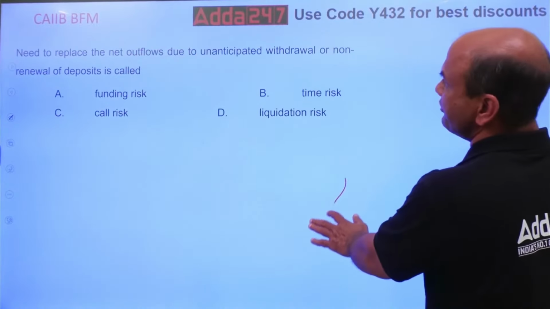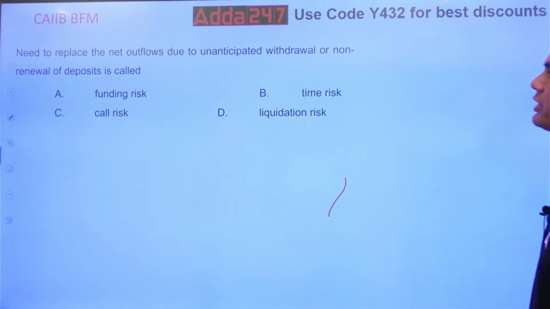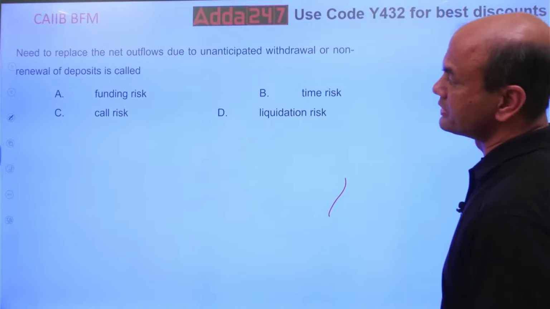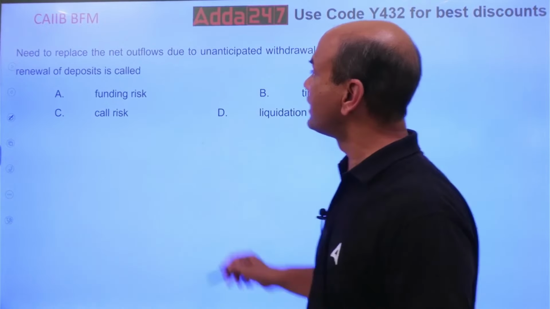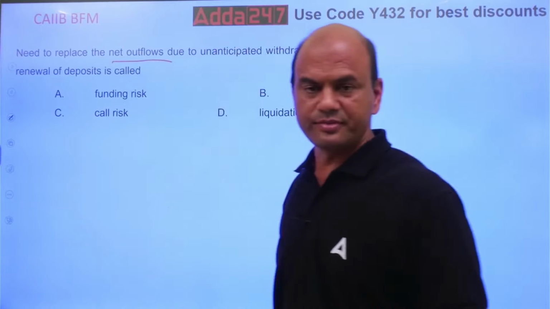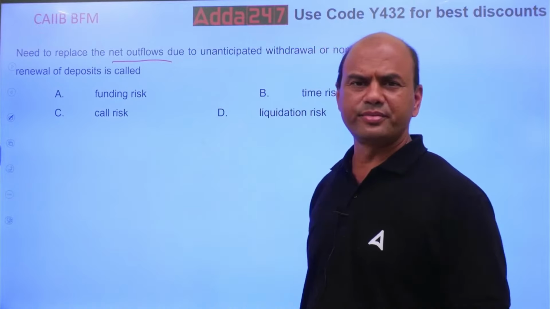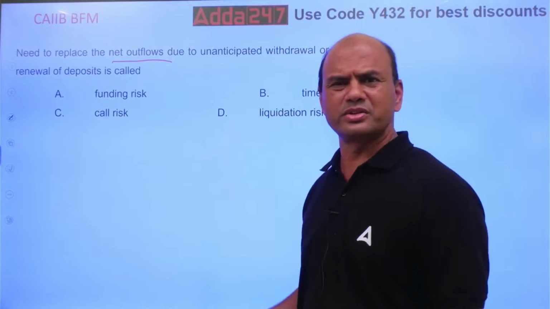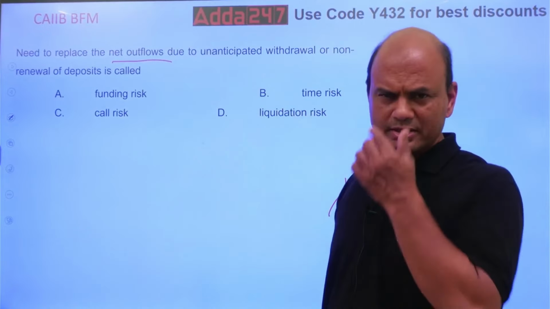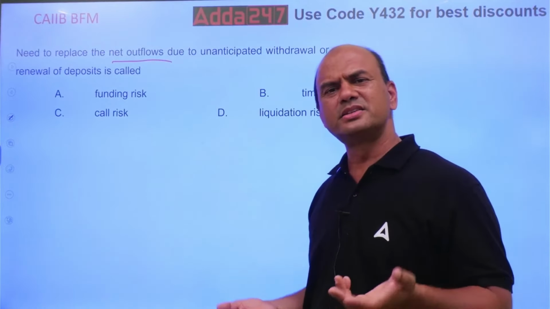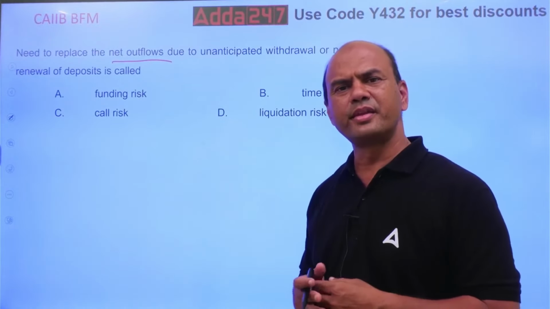Need to replace net outflows due to unanticipated withdrawals or non-renewal of deposits is called as. Need to replace net outflows means net outflows. Money is going out from my bank, constantly going out. Somebody is withdrawing, constant withdrawals are going on in my bank. Unanticipated, something I didn't think, some problem came in the economy. People are afraid, they are withdrawing a lot.